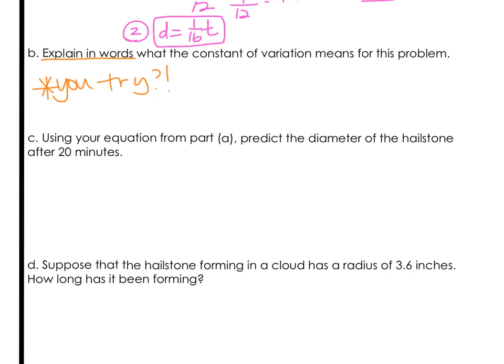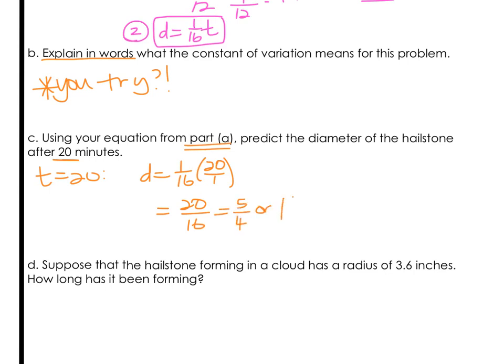We're going to drop down to C for now. Use your equation from part A. Predict the diameter of the hailstone after 20 minutes. So if 20 minutes is what we know, that's the T or time variable. And we're just going to substitute that in. D equals 1/16 times 20, and I'm going to write 20 over 1. And that's literally just 20 over 16, which reduces to 5 over 4, or 1 1/4. Now, the diameter is labeled in inches, therefore our answer must be labeled as well. And that's how big the hailstone would be after 20 minutes.